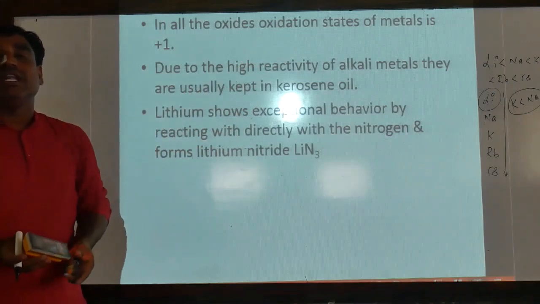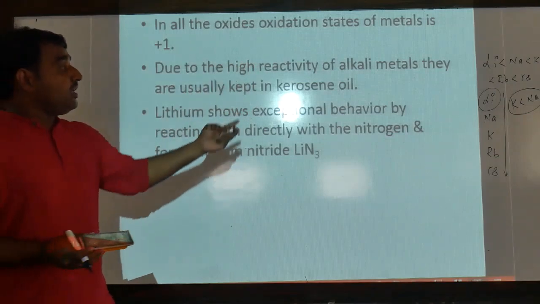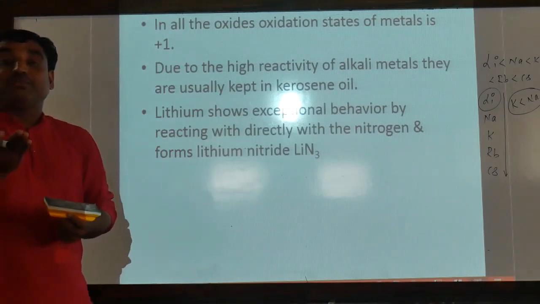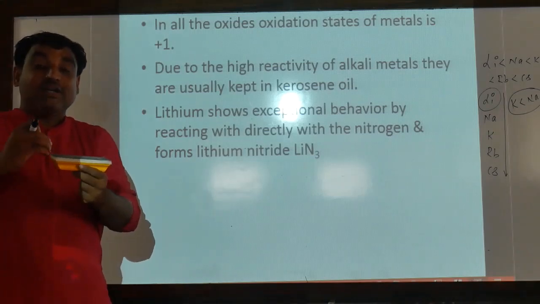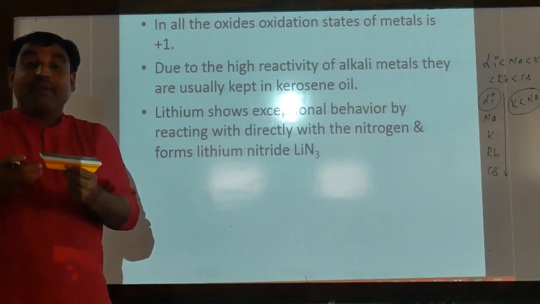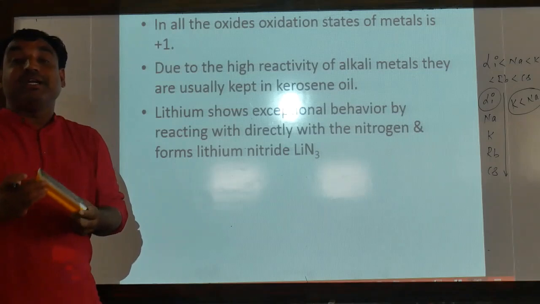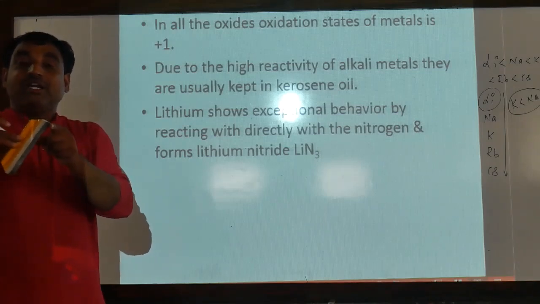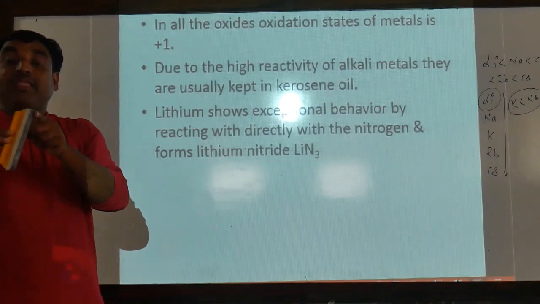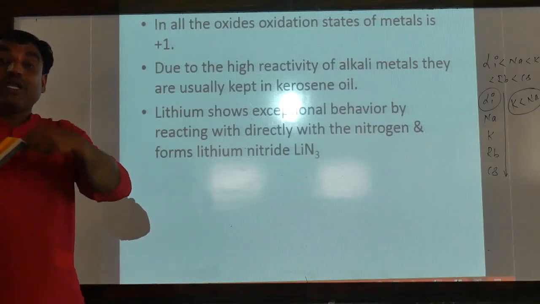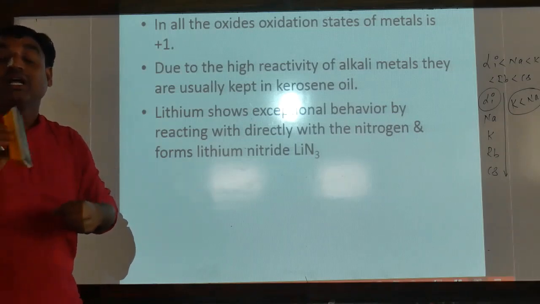Lithium also has a low density, so when it is kept in kerosene oil, part of the lithium metal will be exposed to air. Because of that reason, it is wrapped with aluminum foil and dipped in it. When it floats in the kerosene oil, a part of the lithium is exposed to air and there are chances it will react. Hence they wrap it with aluminum foil and keep it in the kerosene oil.